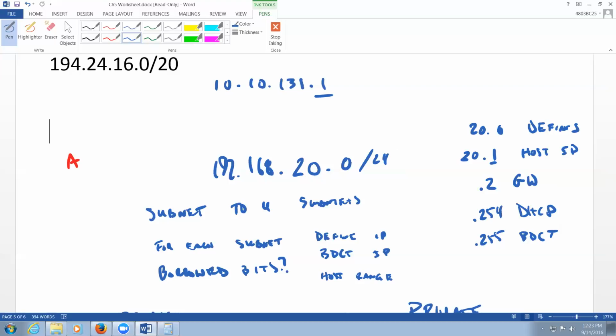If you did 1 borrowed bit, that's 2 to the 1, that's 2. And if you did 2 borrowed bits, it's 2 to the 2, and that's 4. So you only need 2 borrowed bits. If you borrowed 4, you actually have 16 subnets. Why do I divide that by 4? Because that will give you the full possible IPs for each subnet.